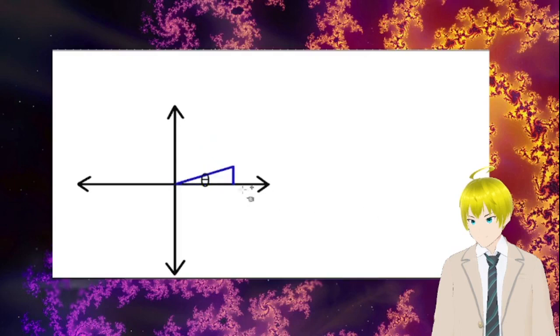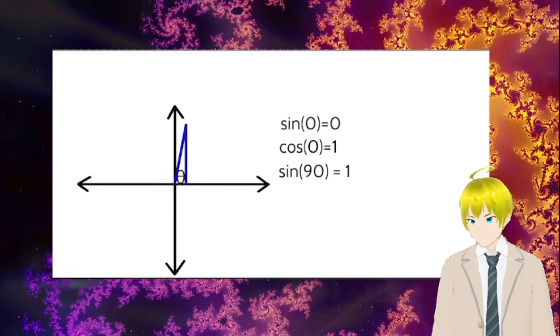So what if theta gets really small? What if it goes to 0? Well, you can see that this opposite side goes to 0, and the adjacent side goes to the same length as the hypotenuse. So we know that the sine of 0 is 0, and the cosine of 0 is 1. By the same effect, when theta goes to 90 degrees, you can see that the opposite side goes to the same length as the hypotenuse, and the adjacent side goes to 0. So we know that the sine of 90 degrees is going to be 1, and the cosine of 90 degrees is going to be 0.